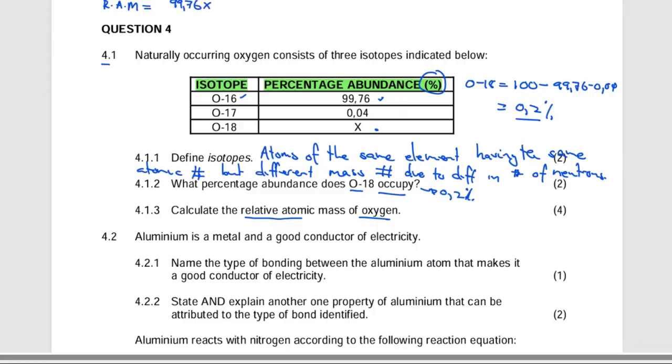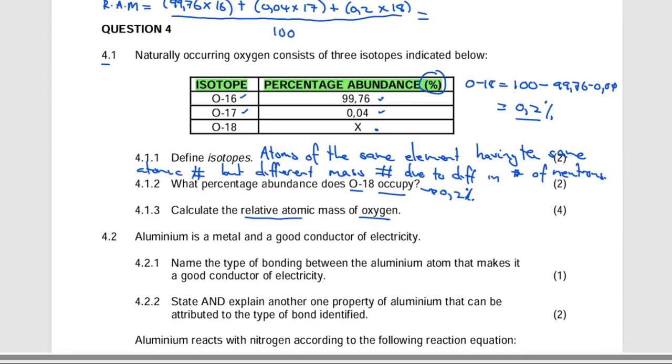So here I'm going to say 99.76 multiplied by 16, because this one is for oxygen 16. Then plus 0.04 multiplied by 17, which is the isotope 17. Then the last one, plus 0.2 multiplied by 18. Then all over a total of 100. So that's how we calculate our relative atomic mass.